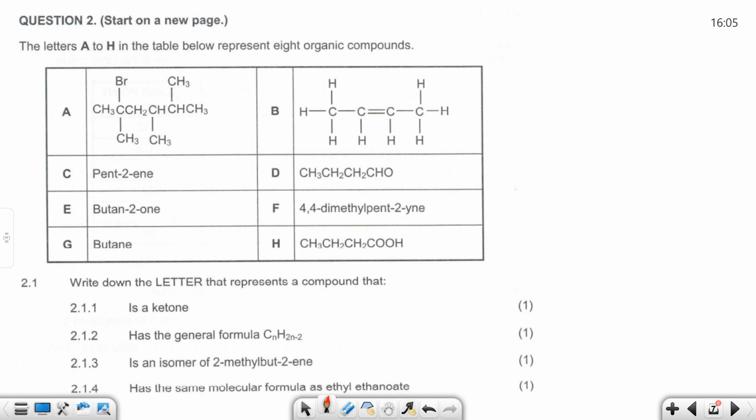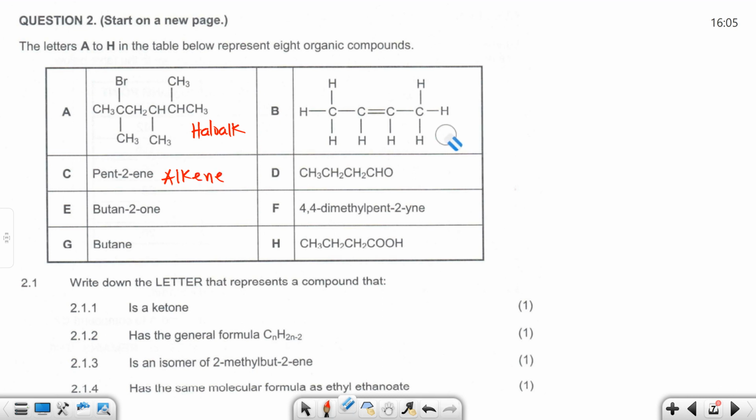Look, the first thing I like to do when I see this is check what I know about each structure very fast. What do I know about this? This is a haloalkane. All right? It's a haloalkane. What is this? It's an alkyne. What is this? It's also an alkyne. Oh, it's an alkene. Sorry, alkene.